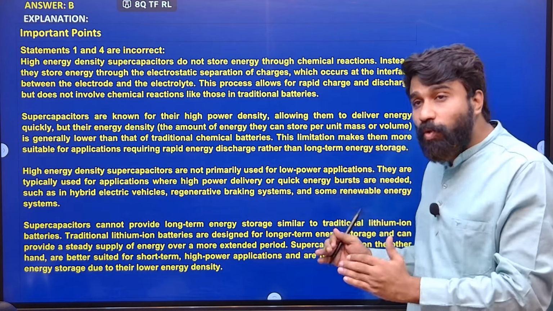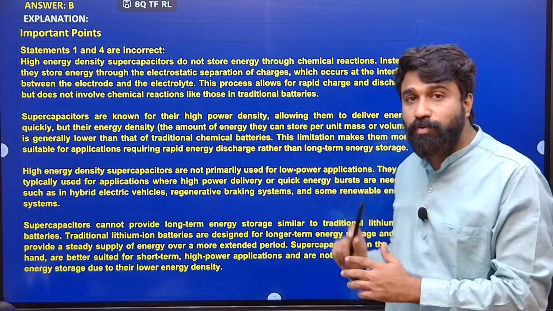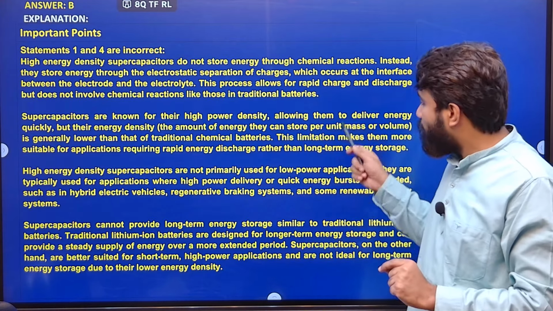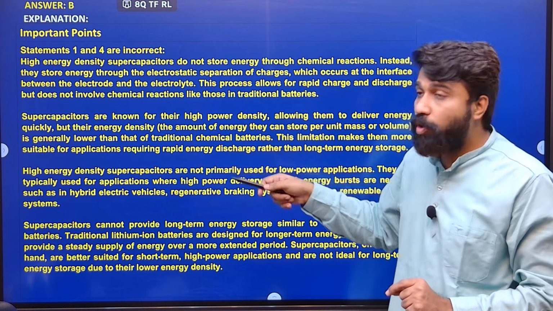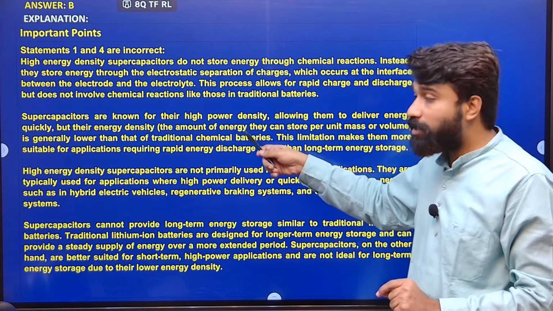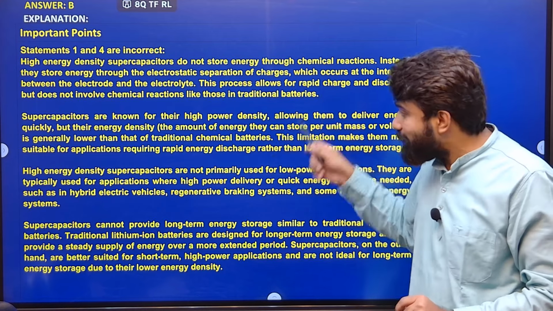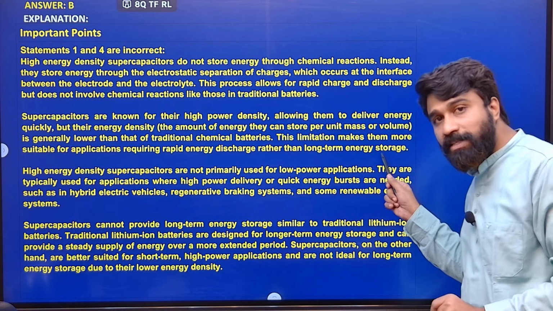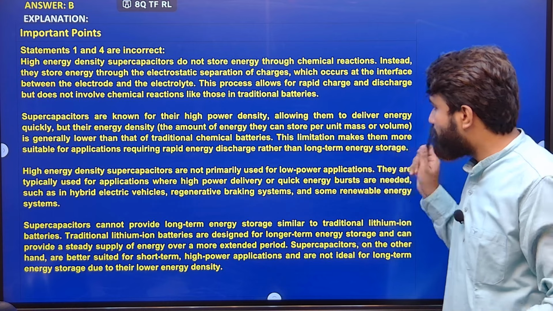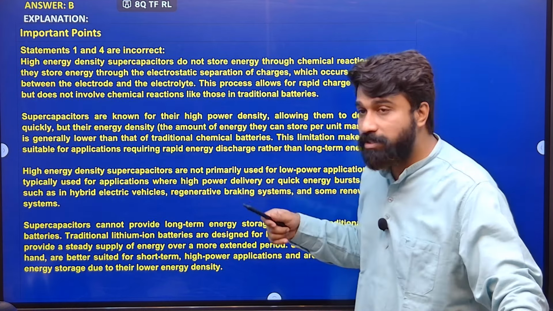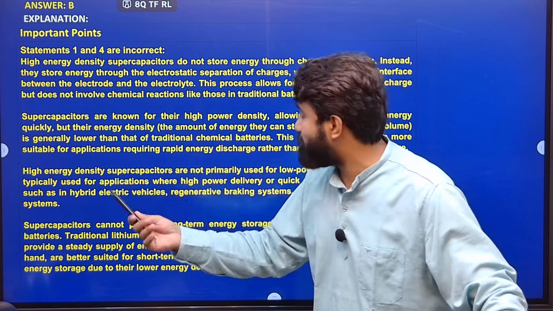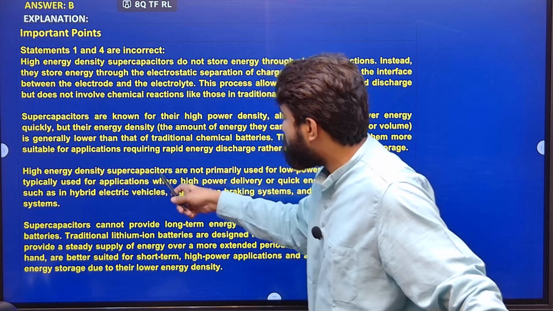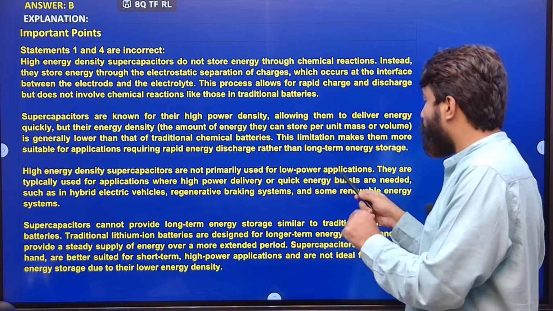The second statement and third statement are mutually correlated, which I have said earlier. The second statement is correlated to the third statement because of low energy density, that means the amount of energy stored per unit mass is less in this supercapacitor, therefore they cannot be used for long term storage of energy, they can only be used for short term storage of energy. However, this short term storage will be very rapid in terms of transmission, they are required for rapid energy discharge.